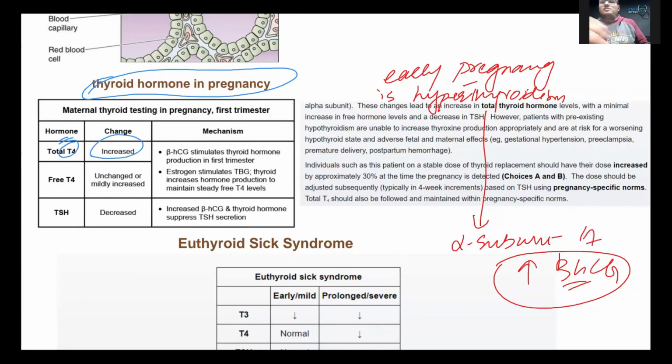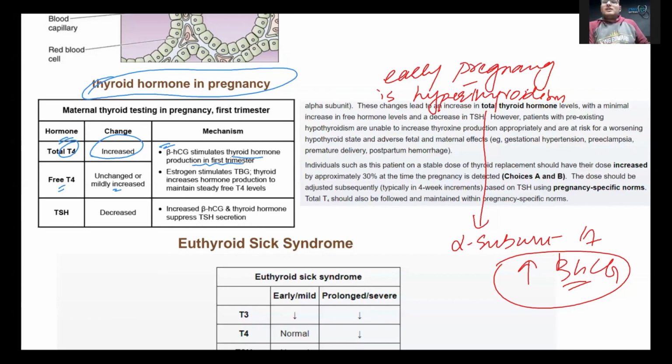Total T4 will be increased, because beta HCG stimulates thyroid hormone production in the first trimester. So what will free T4 be? Free T4 will be unchanged or mildly increased. And TSH, of course, will be decreased, because when there is hyperthyroidism, the feedback response to the hypothalamus and pituitary is suppression of TSH.